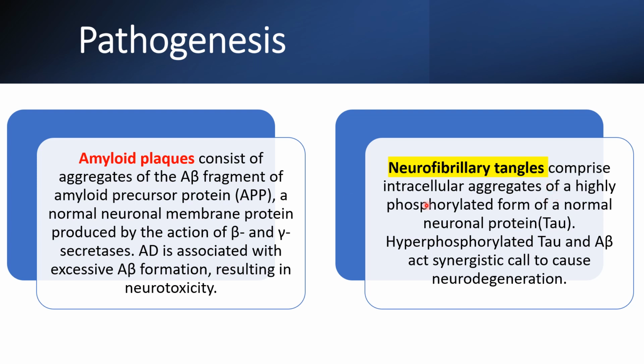Neurofibrillary tangles are intracellular aggregates of a highly phosphorylated form of a normal neuronal protein, that is tau protein. Tau protein is a normal neuronal protein, and its hyperphosphorylated form gets aggregated inside the cell and forms these neurofibrillary tangles. Both the hyperphosphorylated tau protein or neurofibrillary tangles and amyloid plaques cause neurodegeneration, which is an important mechanism for the pathogenesis of Alzheimer's disease.